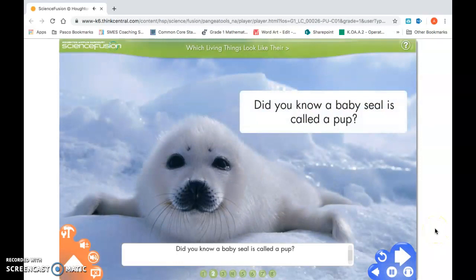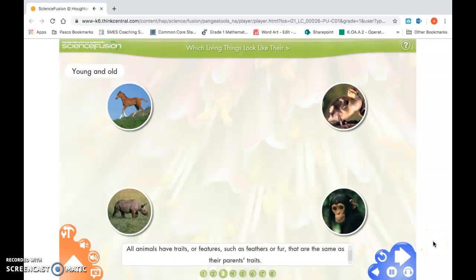Did you know a baby seal is called a pup? This pup looks a lot like its parents, only smaller. All animals have traits, or features, such as feathers or fur, that are the same as their parents' traits. Click a picture to find out more. Okay, let's find out more.